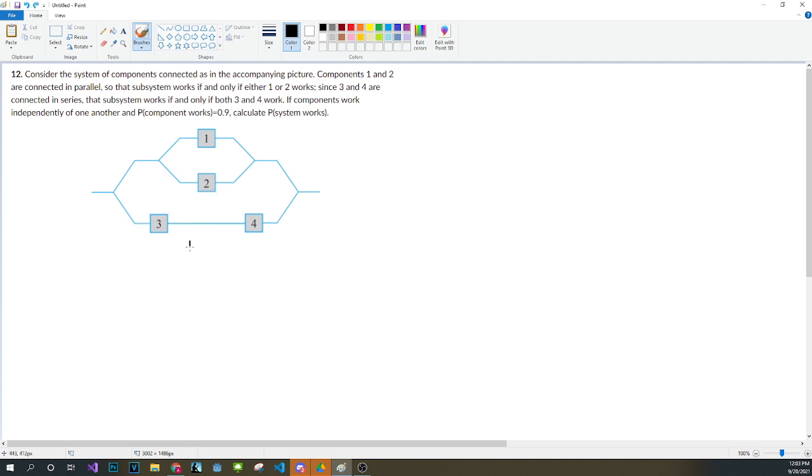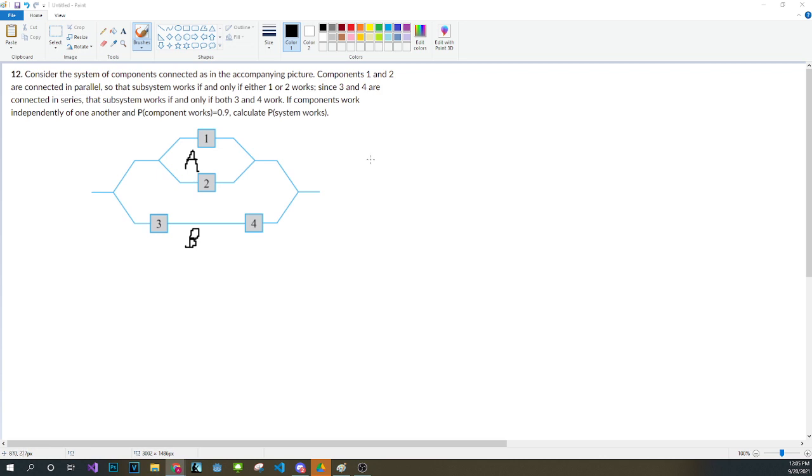And we're going to call this subset B. What this is saying is this is a series subset, and it only works if both of these work. So 3 is contingent on 4, and 4 is contingent on 3. But notice that this subset B is parallel to subset A also, so it's the same logic that we're going to use for the whole thing.